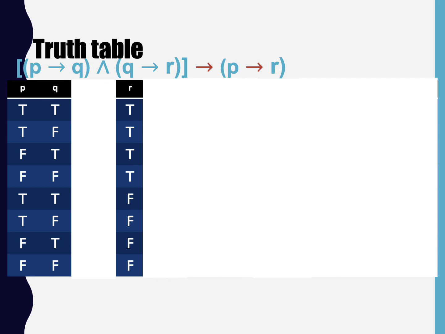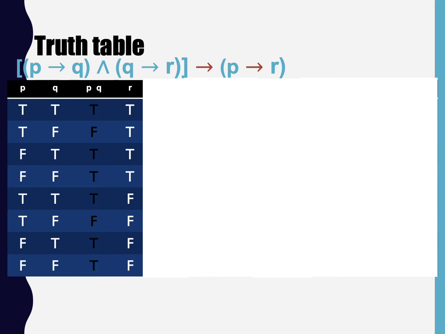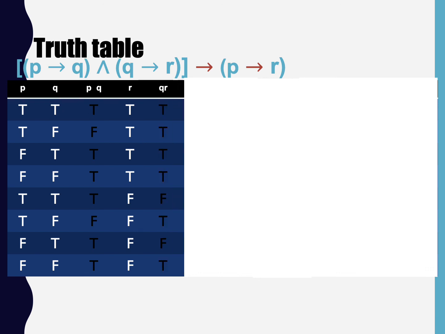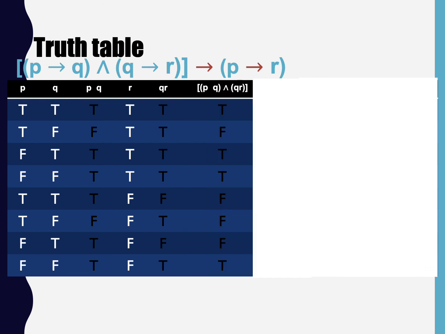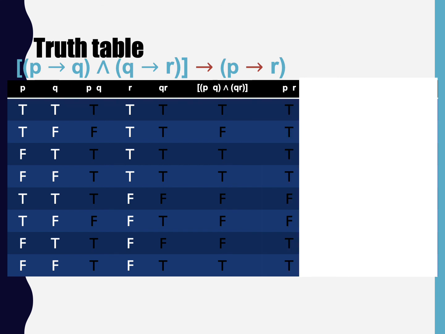First, let us create a column for the conditional statement if P, then Q. That will give us the following values. Next, let's set up the conditional statement if Q, then R. That will give us these values. The next step is to get the conjunction between the third column and the fifth column. That will give us these values. Next is to get the conditional statement if P, then R, which will give us these values.